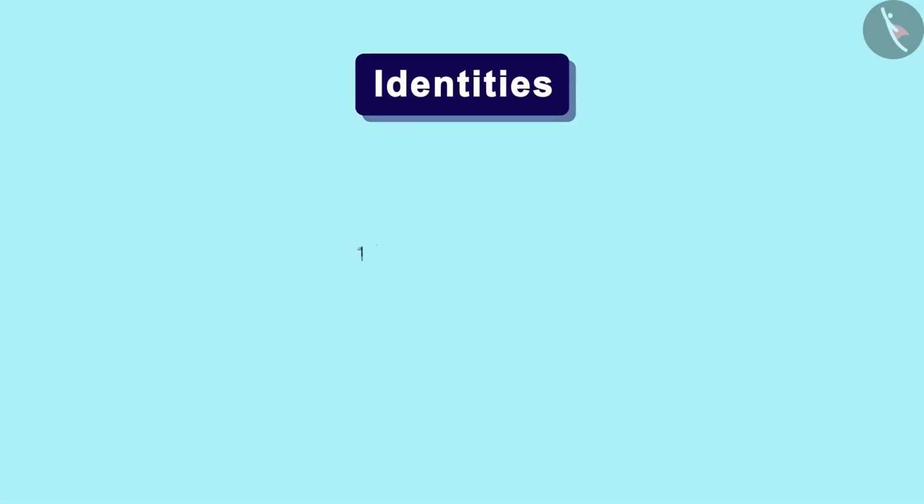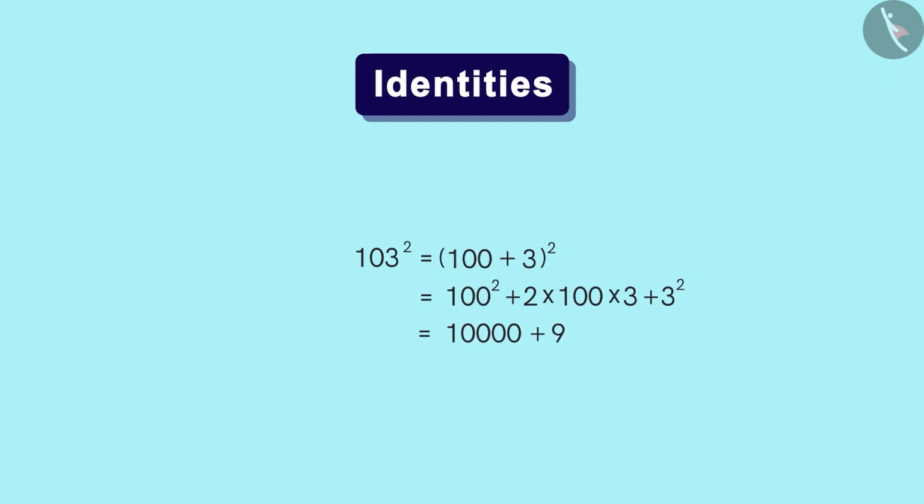Let's first write 103 as the sum of two simple numbers like 100 and 3. That means square of 103 will be equal to the square of 100 plus 3. But why did we split it into 100 and 3? Basically, 100 plus 3 square will be like this. We can see that it is very easy to find the values of 100 square and 3 square. And it is also easy to find the value of this term. Therefore, we will get this as answer.